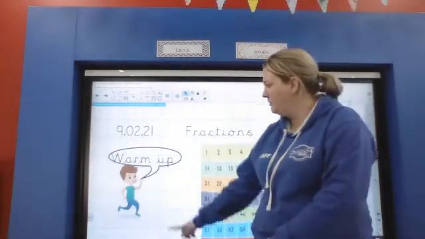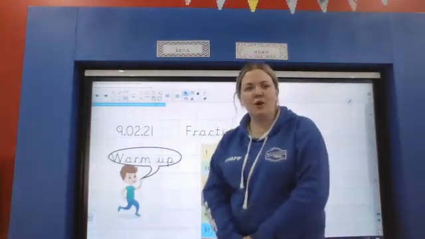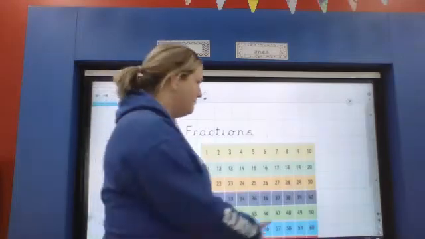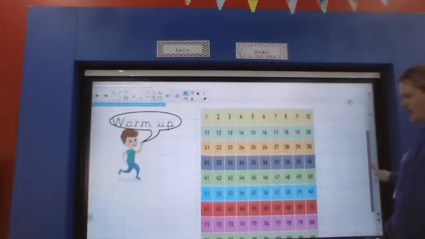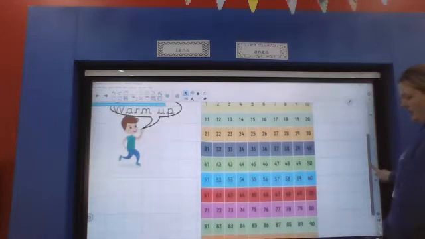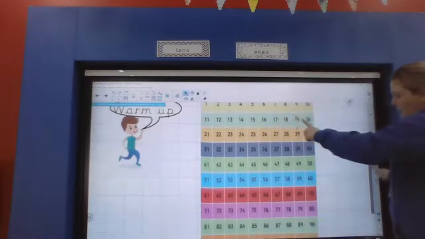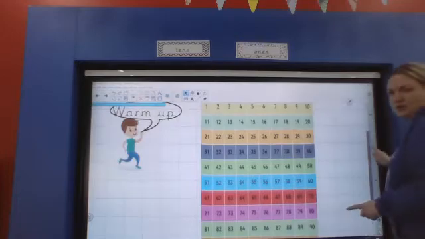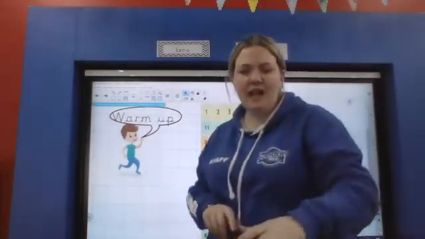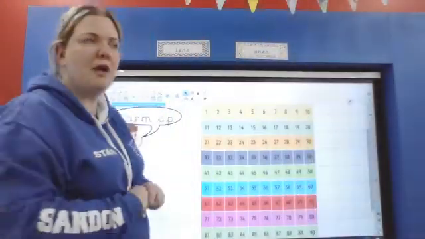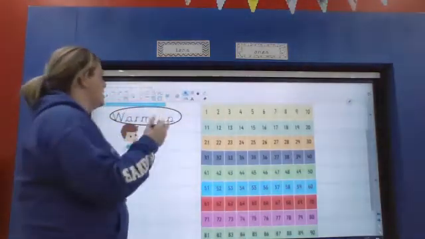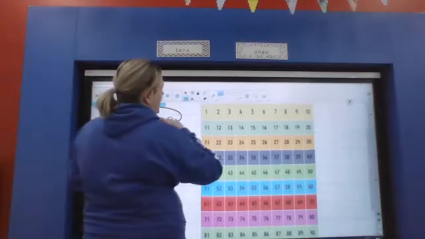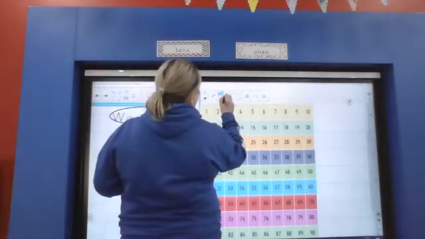So here's Bob. He's getting ready to warm up. And today, Mrs. O'Keefe has a 100 square. A 100 square is numbers starting from 1 all the way to 100. So today, I'm going to shout out a number, and we're going to find it on the 100 square and circle it. So let me use a nice purple.